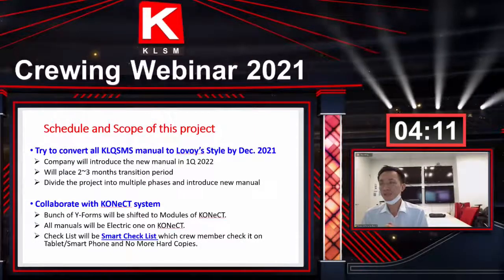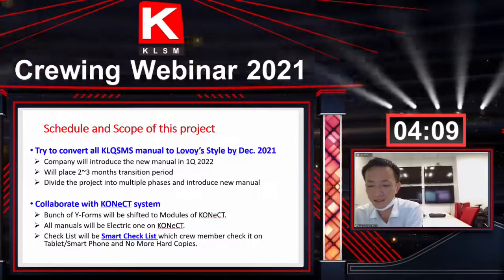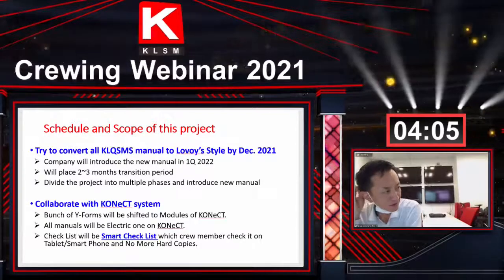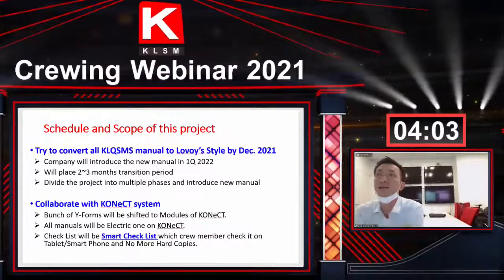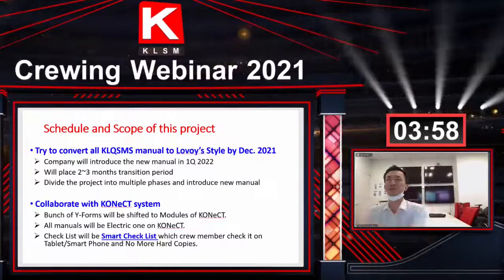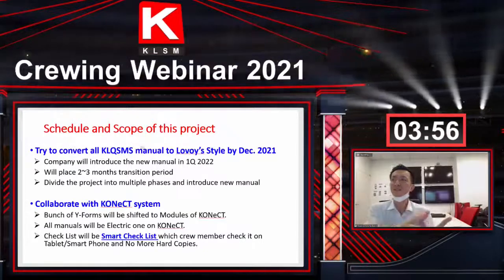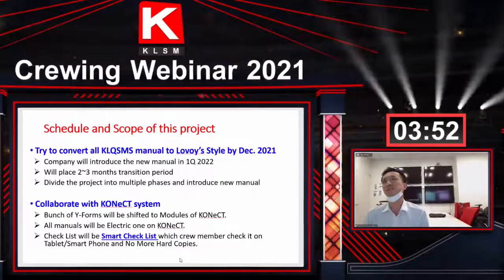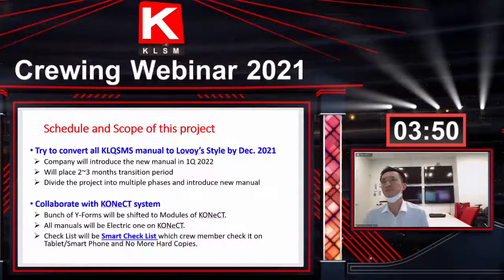Now, collaborating with Connect, as I mentioned, we will release the new SMS manual on Connect, and we will also shift Y-forms to Connect Smart Checklist or some other system. In the end, there will be no more Y-forms. We will use the new system for the checklist as well.